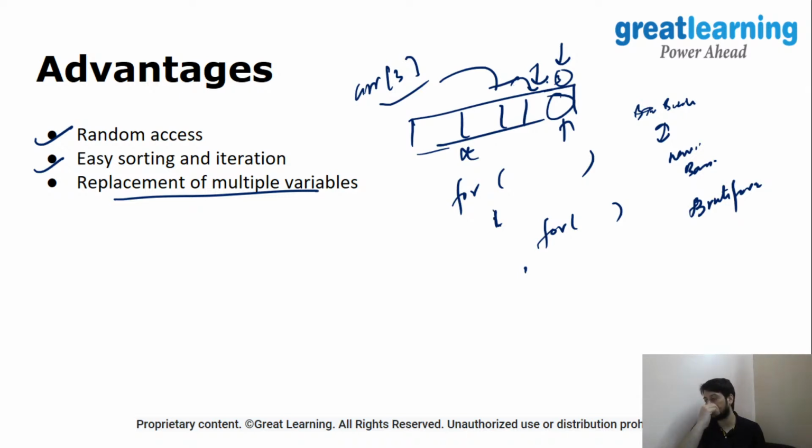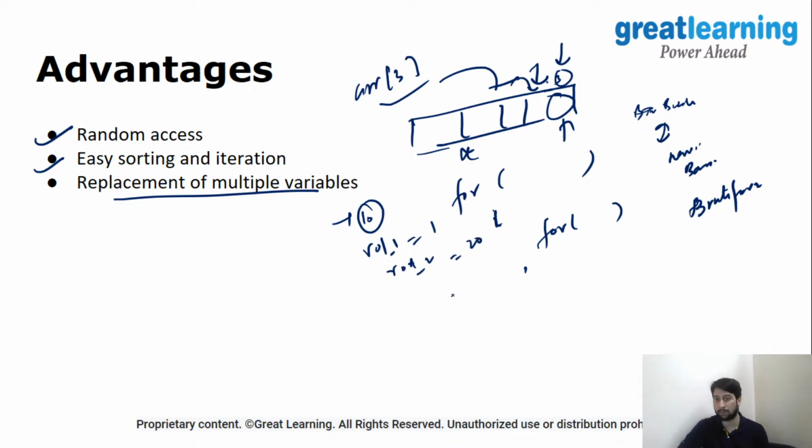Yes, you can store characters in an array. So basically, what does this mean? Let's suppose you have 10 students and you want to store their roll numbers. Roll number 1, roll number 2, and so on, and you want to store all the 10 roll numbers in your memory. You will be using an array.